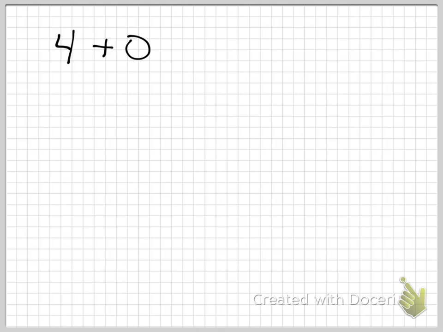Does that make sense? What if I had something like this? What if I had an x and I add 0 to it? What's the answer? X. It doesn't matter, right? You add 0 to anything, it's still that number. It keeps its identity.